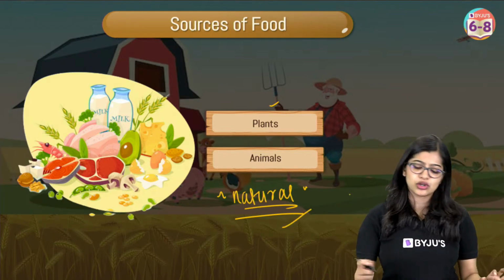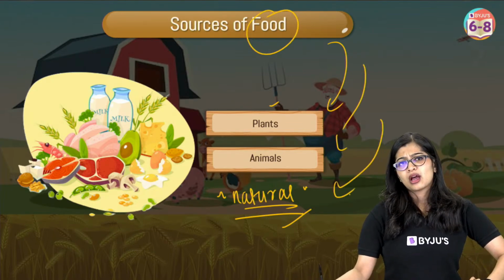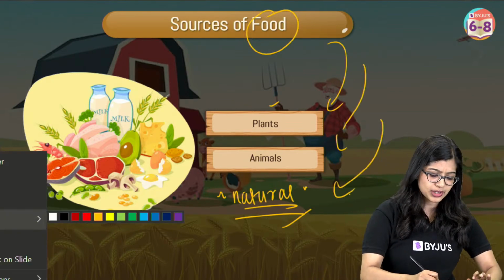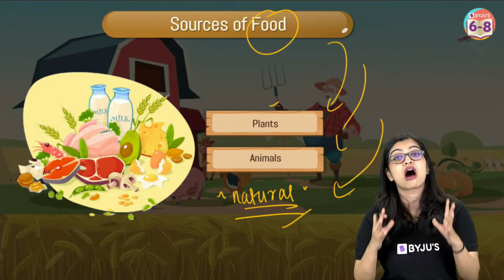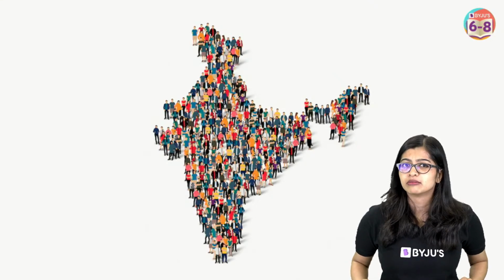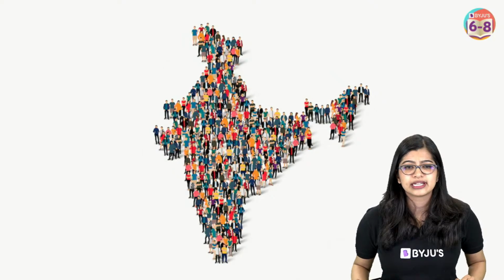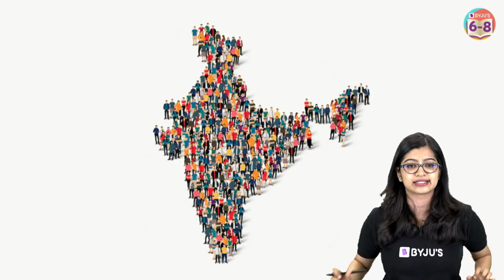So now we've understood that we get food from all of these sources. But now think about our country, okay? Let's not go to any other country. We look at our wonderful country. There are so many people in our country. Can you guess approximately how many people might be there in our country? Take a wild guess, okay? Any number. You can guess as much as you want.